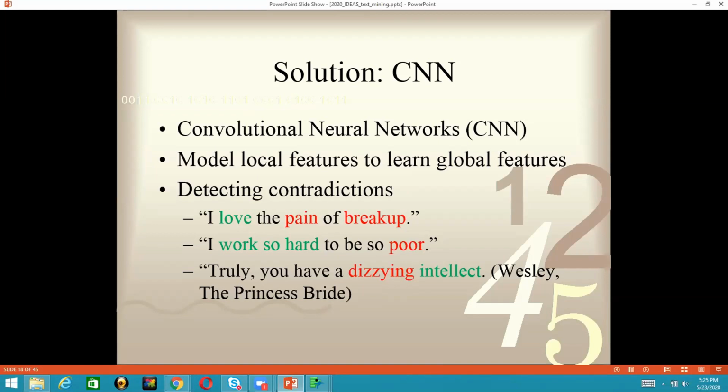For example, "I love the pain of breakup." Well, pain is not good. You are not supposed to love pain. Breakup is not good. You are not supposed to love breakup. So it may mean the opposite. "I work so hard to be so poor." Working so hard is a good thing, but poor is not a good thing. Well, they are contradictory, so you must mean something opposite.